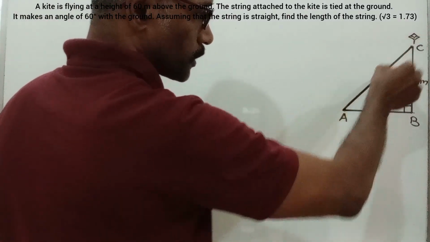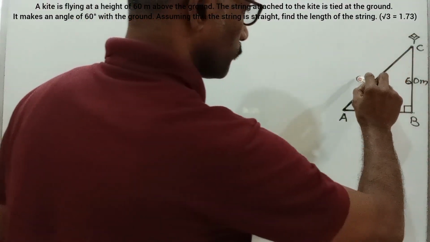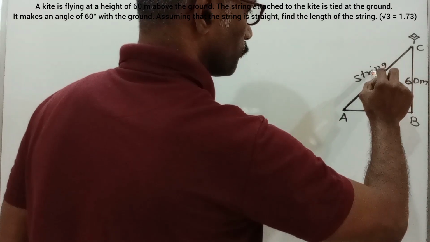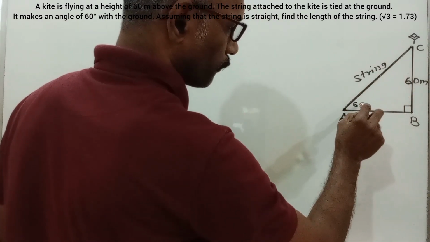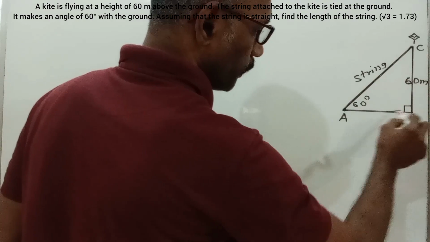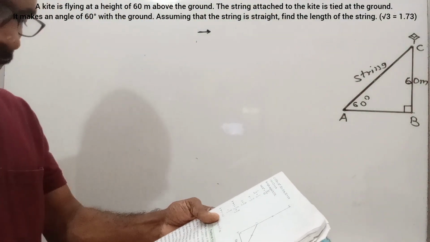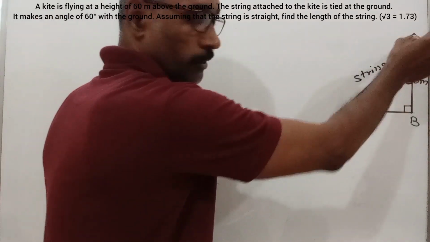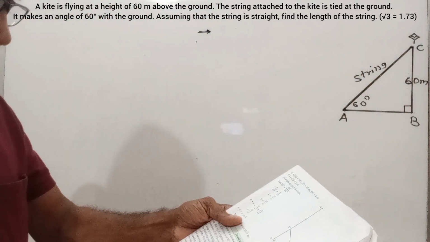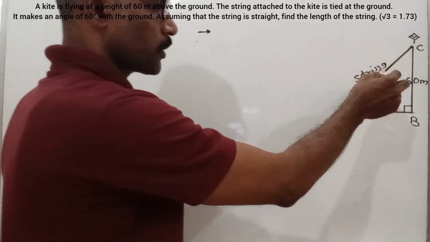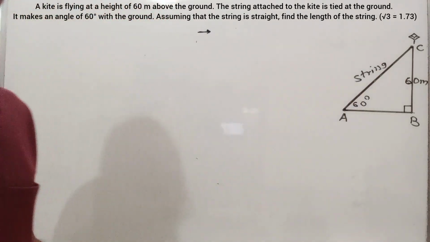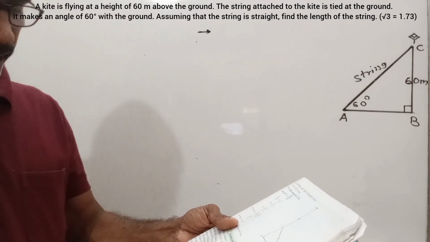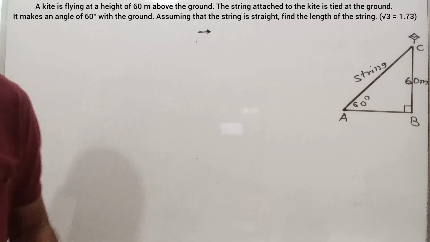Means this string makes an angle of 60 degree with the ground, assuming that the string is straight. Find the length of the string. And we have been given the square root of 3, its value is 1.73.